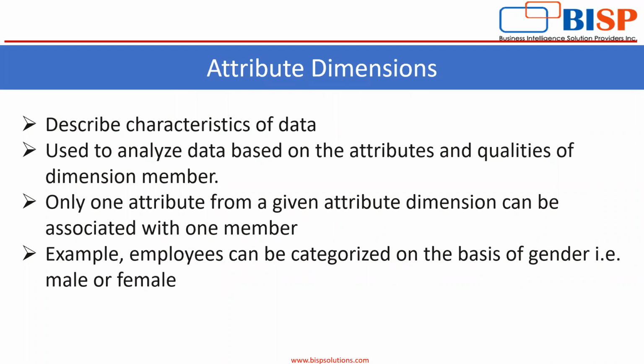Attribute dimensions describe characteristics of data. They are used to analyze data based on the attributes and qualities of dimension members. Only one attribute from a given attribute dimension can be associated with one member. For example, employees can be categorized on the basis of gender, either male or female.